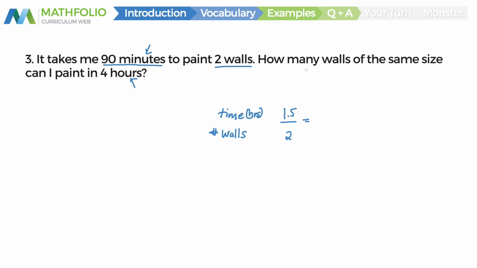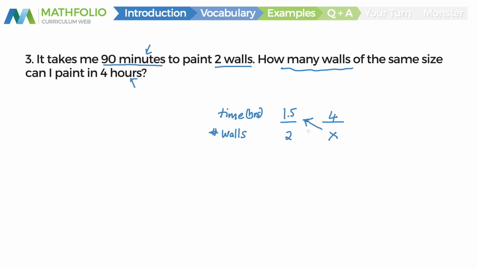And that equals how many walls? That's going to be x over here of the same size. Can I paint in 4 hours? So hours would be 4 this time. So this is our proportion. This time the quantity we need, number of walls, is on the bottom. If we'd have set up walls on top and time on the bottom, it would have been flipped, but this is fine. Let's cross multiply.